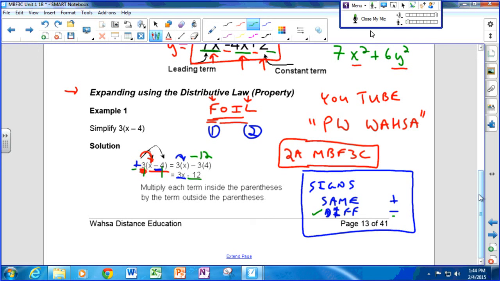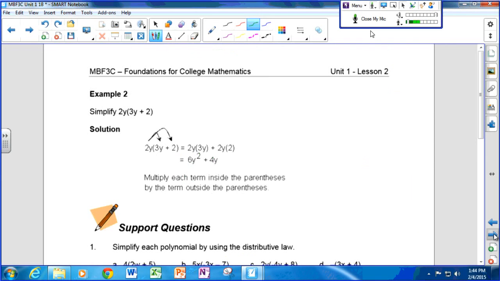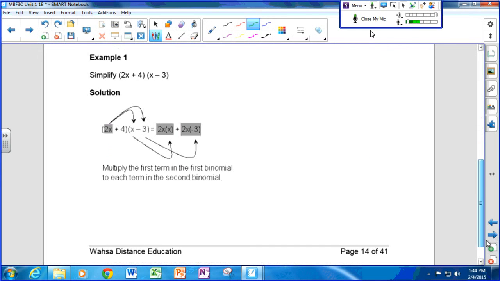So that was step 2. Okay. So if you do it in that order, then you're always going to get the right answer. All right. Let's see what we have on the next page. So this page 14, I think. Yeah, page 14 right at the top.